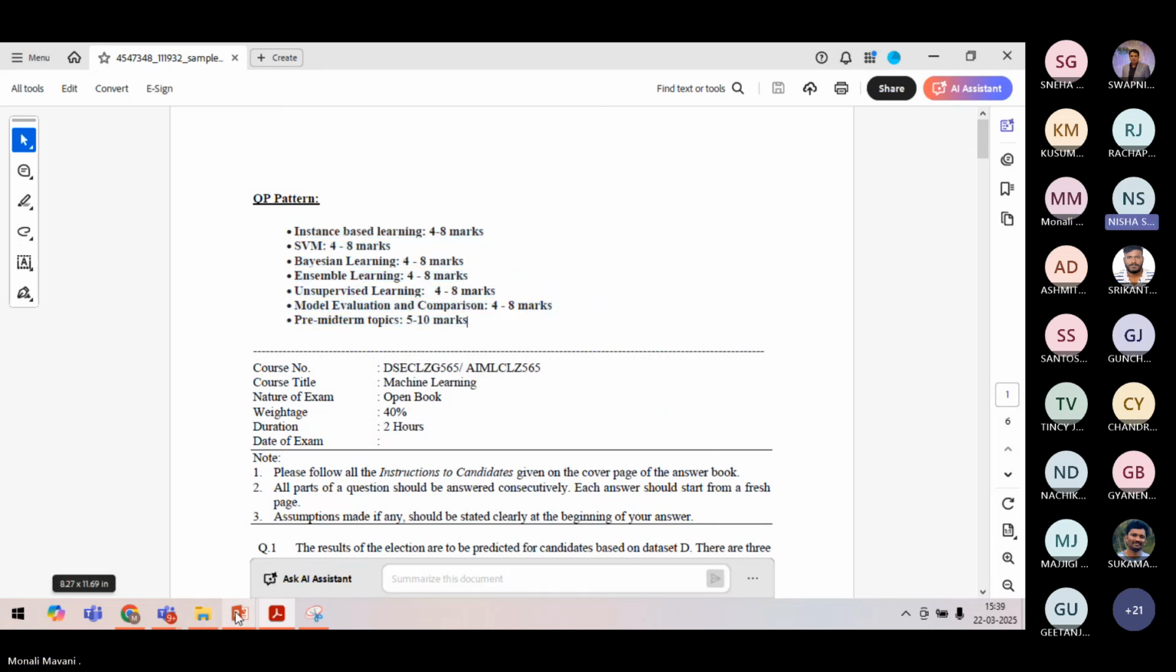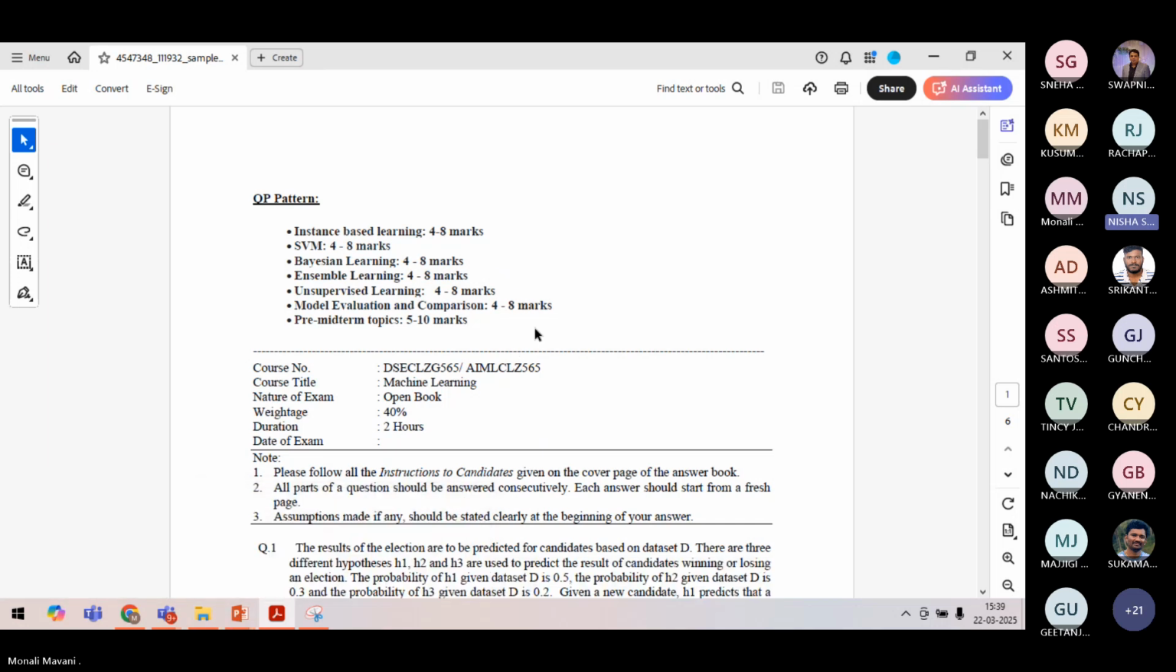And the pre-midterm is 5 to 10 marks. 10 marks will be almost one fourth, 25%. Generally it could be a 70-30 ratio, or an 80-20 ratio.